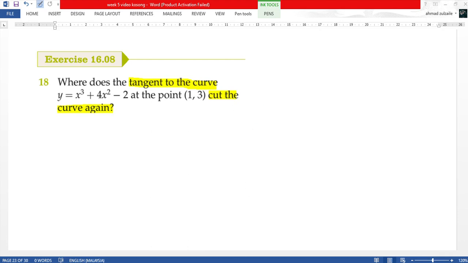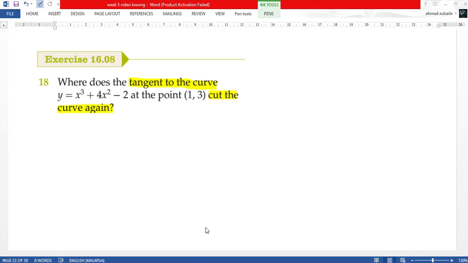Okay, this one. 1 and 3 is the first coordinate of intersection. I zoom out. To prove there is another point of intersection between the blue straight line and the curve, this is the other one.